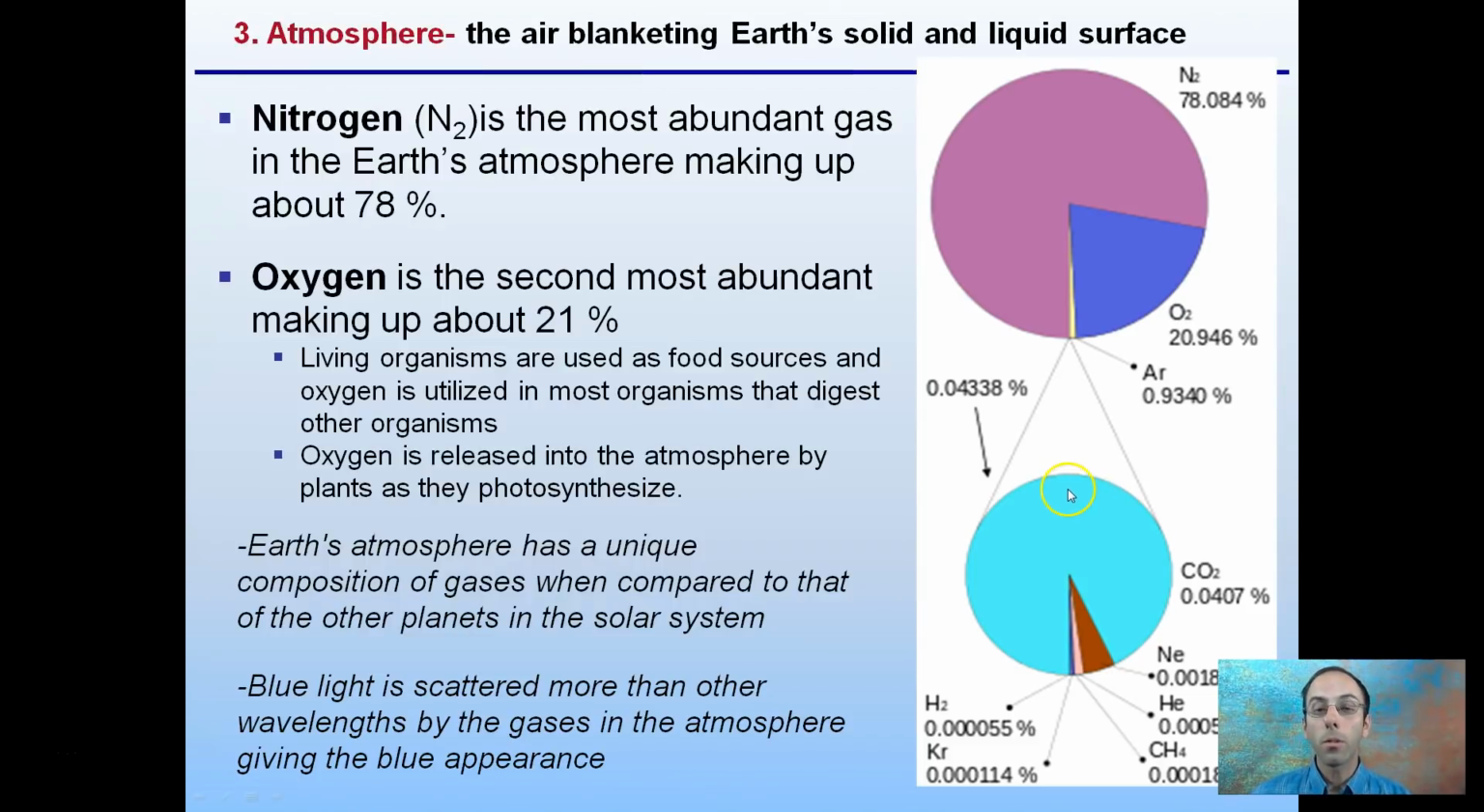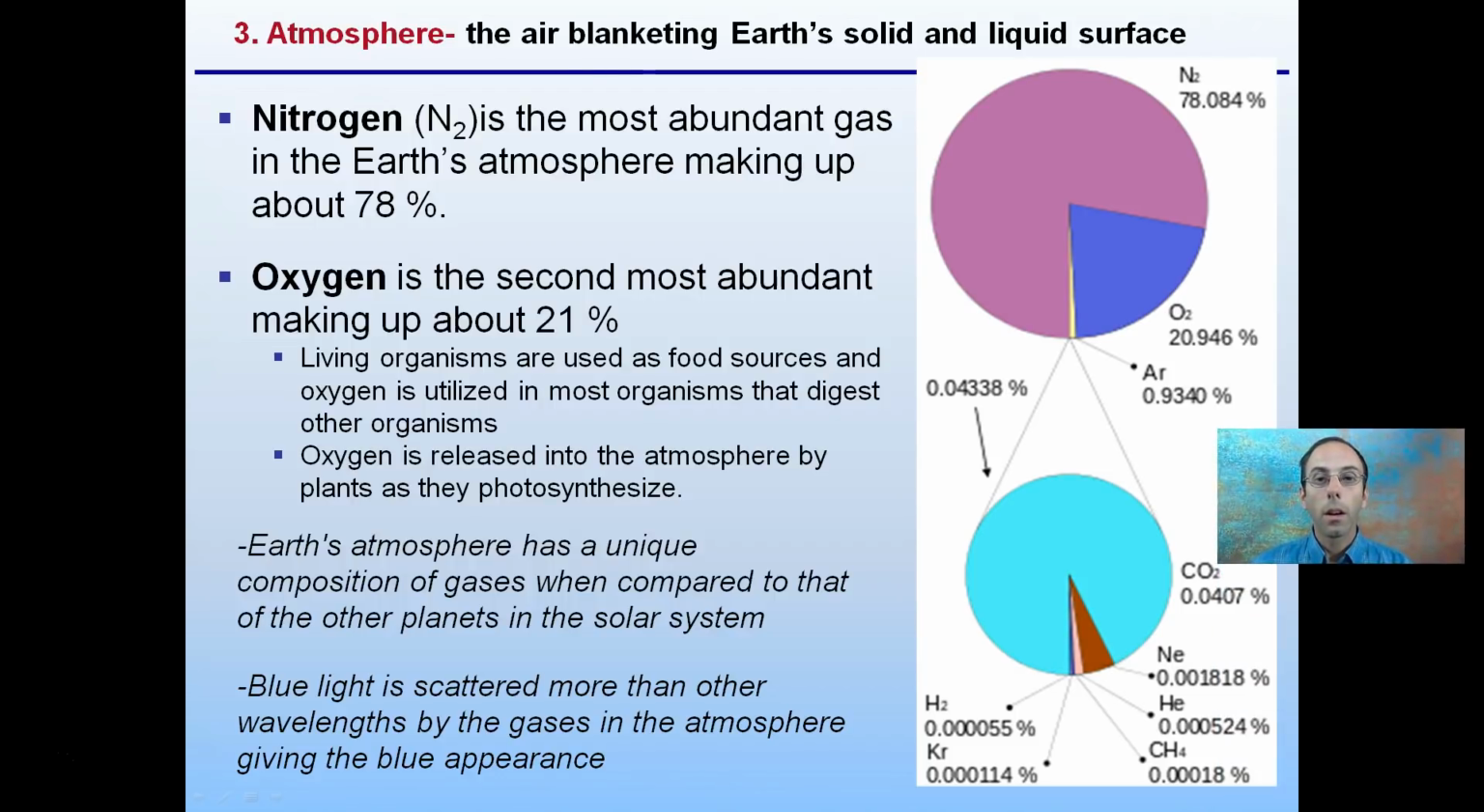Third, we have the atmosphere. Again, we're looking at the biosphere in general, and now the atmosphere. It's the air blanketing Earth's solid and liquid surface. When we take a breath in, the air around us is mostly composed of nitrogen. It's the most abundant gas in the Earth's atmosphere, making up about 78% of the air that you're breathing here on Earth. Oxygen is the second most abundant, making up 21%.